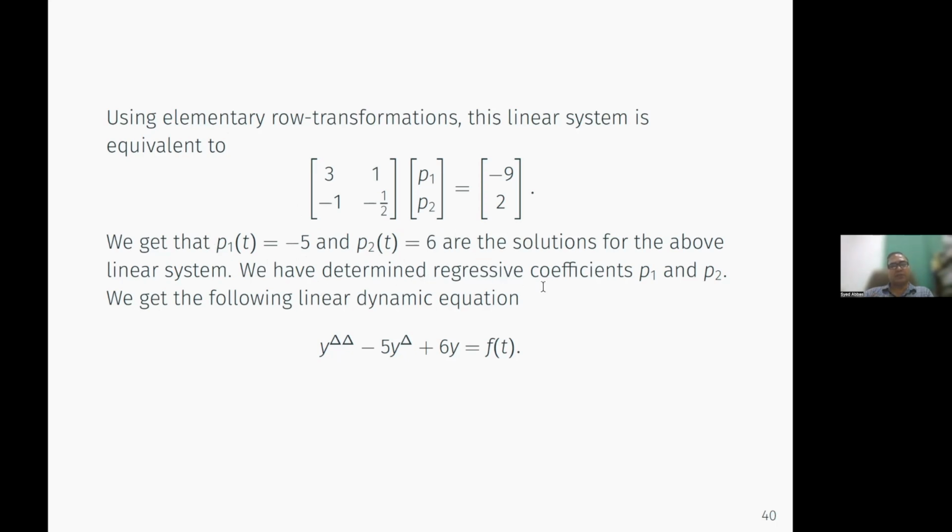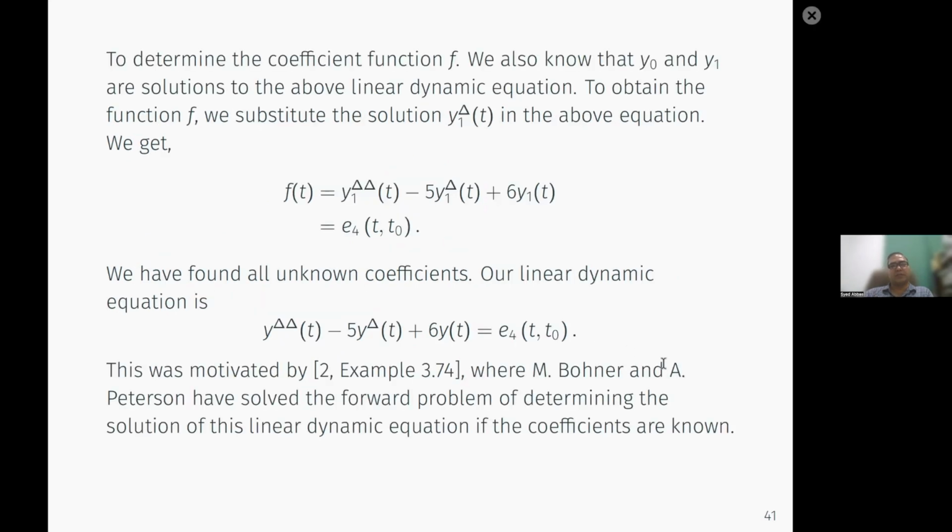And so we can substitute, we get this linear dynamic equation, and then we can compute f of t by using this information P1 and P2. So f of t is actually given by this, which in this case comes out to be this value. And similarly, we have found all unknown coefficients in this case.